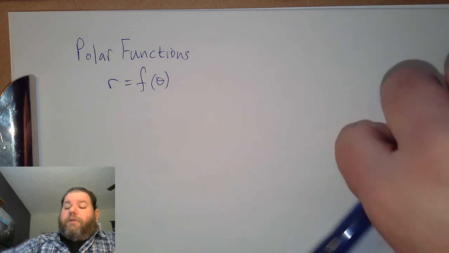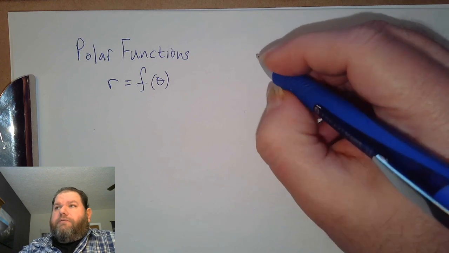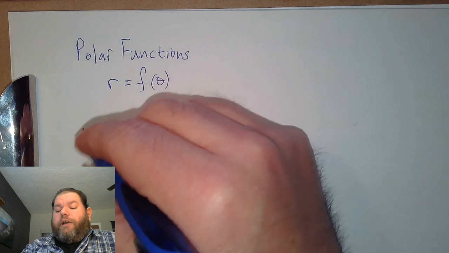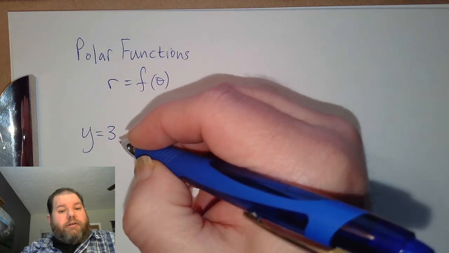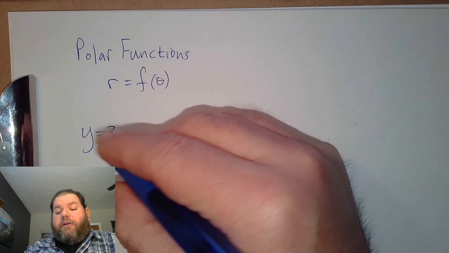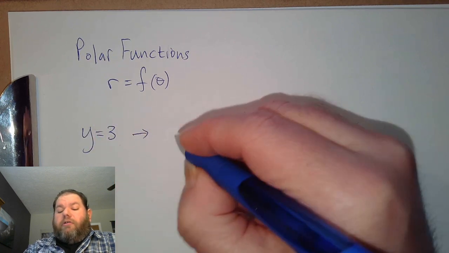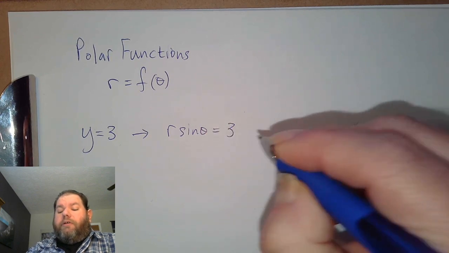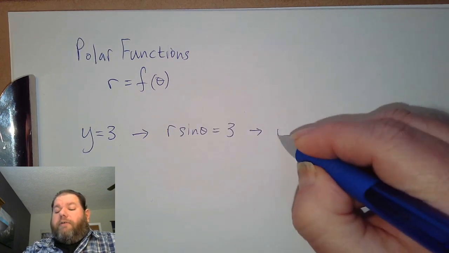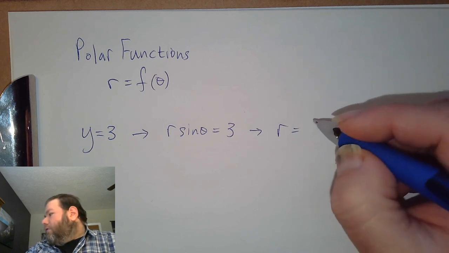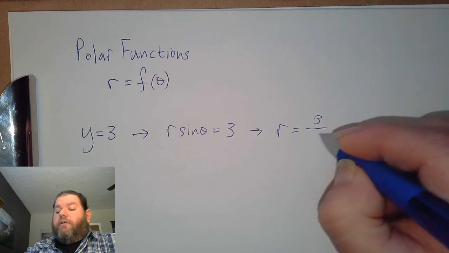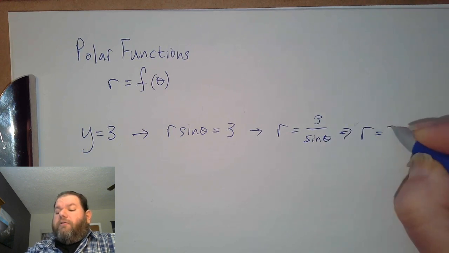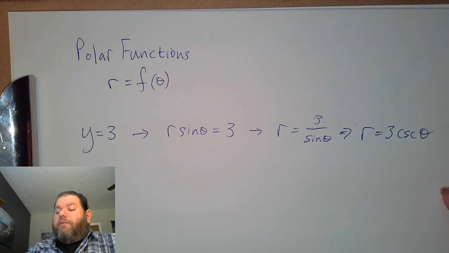Anyway, if we take a function like y equals 3, which is a line, and this is rectangular, y we know is r times sine theta. That's equal to 3. And we solve for r, which is 3 over sine theta, which is the same thing as saying r is 3 times cosecant theta.